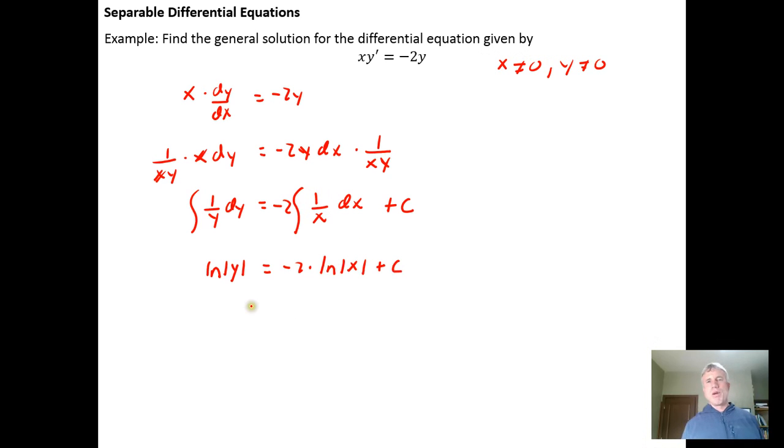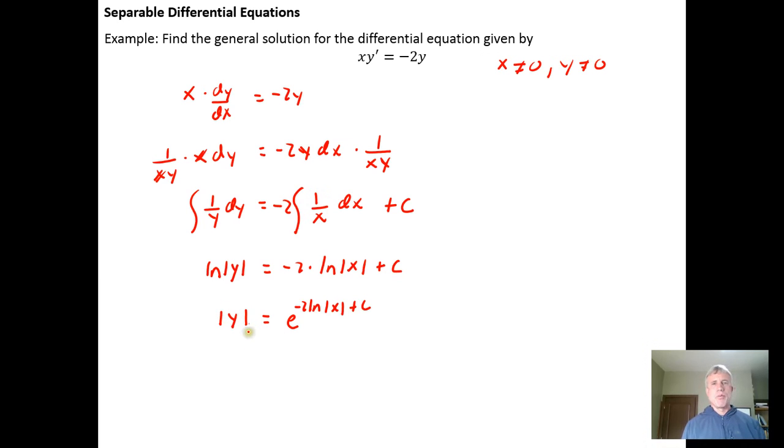Then we don't need to leave y implicit. We can explicitly solve for y. So we make each side an exponent base e. So we do e to the natural log of the absolute value of y, and e to negative 2 times the natural log of the absolute value of x plus c. And then we want to recognize that when we do e to the natural log, these are inverse functions, so the absolute value of y will fall out of this.